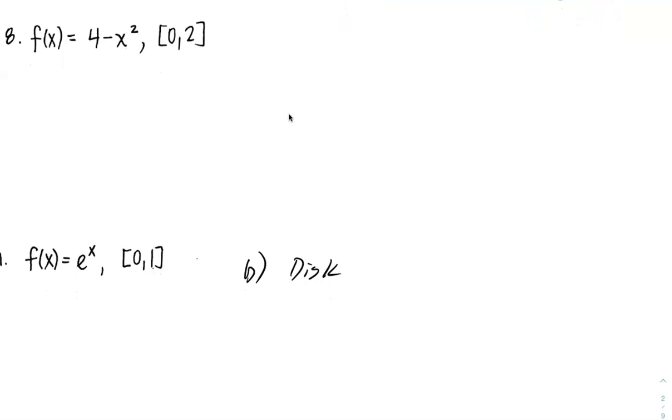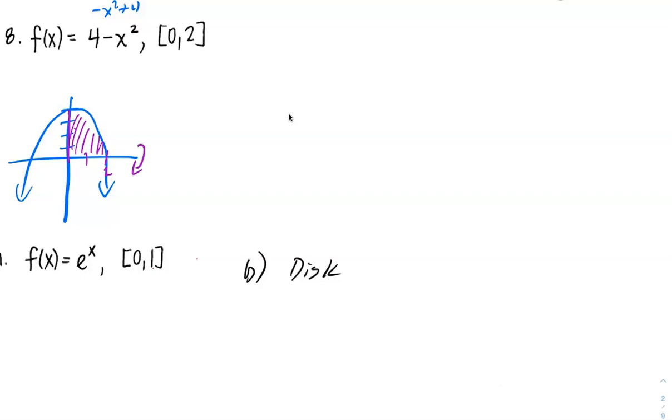Next one, 4 minus x squared. We're going to rotate it about the x-axis again. That's like saying negative x squared plus 4. So I could draw it a little better. Starting at 4, negative x squared, and we're going from 0 to 2. So 0, 1, 2. So this thing spun across the x-axis.